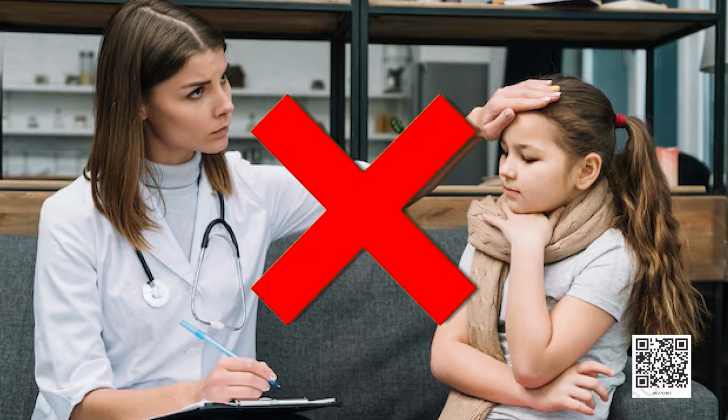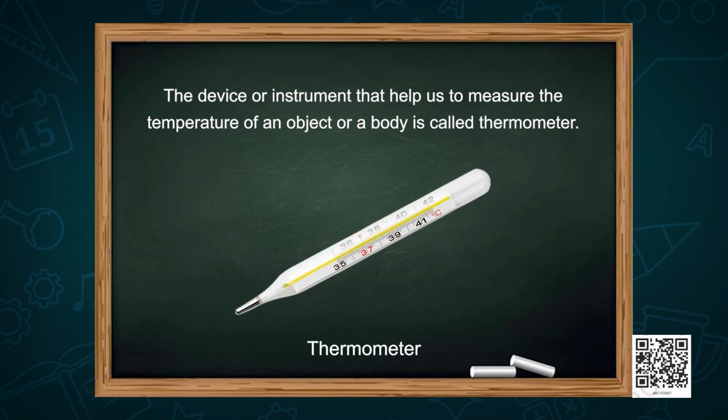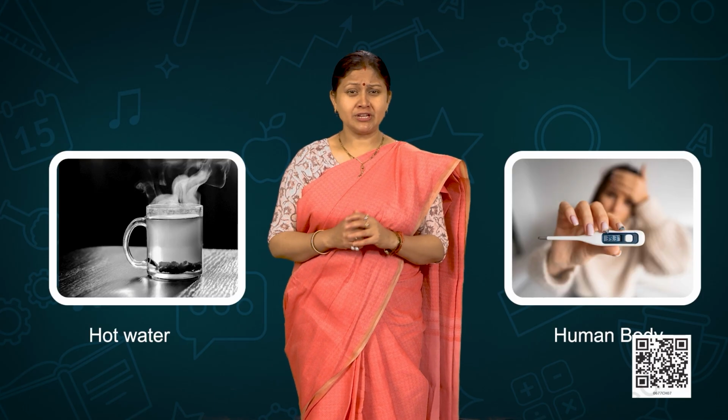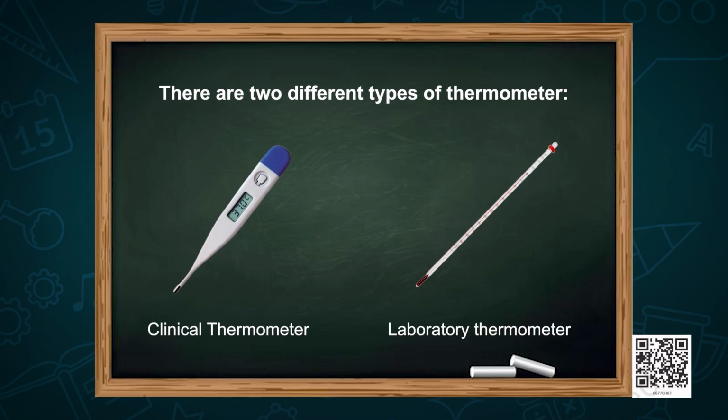Imagine a child is sick and the doctor wants to know if he has a fever. Then, besides touching the forehead, the doctor uses an instrument. Do you know it? Now, in the next slide, we will discuss the device or instrument that helps us to measure the temperature of an object or a body, called a thermometer. Students, do we use the same kind of thermometer to measure the temperature of different objects such as hot water or the human body? No, there are two different types of thermometer. One is the clinical thermometer and the other one is the laboratory thermometer.